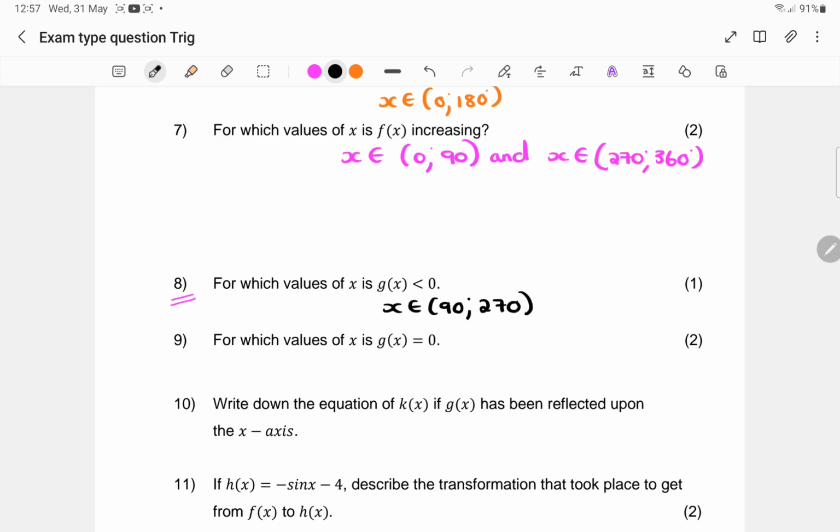Why do I do round brackets? Because it just said smaller than and not including. It didn't have that stripey underneath. If it had the stripey, it would be square brackets.